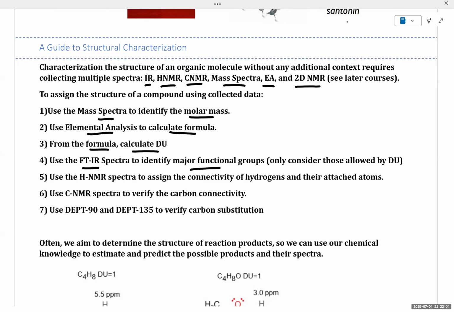From here, you can use the proton NMR spectra to assign the connectivity of hydrogens and their attached atoms, and you can use carbon NMR spectra to verify the carbon connectivity. Finally, if needed, you can use DEPT 90 and DEPT 135 NMR spectroscopy to verify carbon substitution.